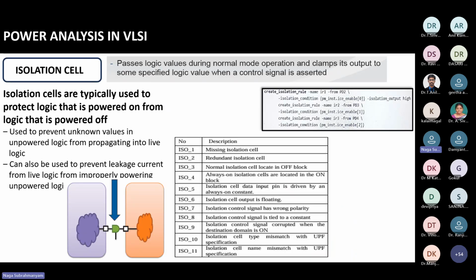Then isolation cells. These are extremely important for SOC. There is no SOC which comes without level shifters and isolation cells. There is no other chip like that. Isolation cells are typically used to protect the logic that is powered on from the logic that is powered off. For example, I want you to listen a bit carefully.